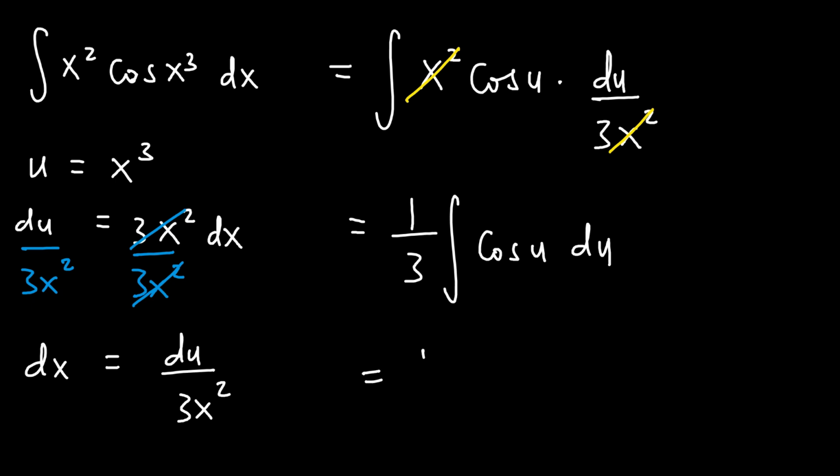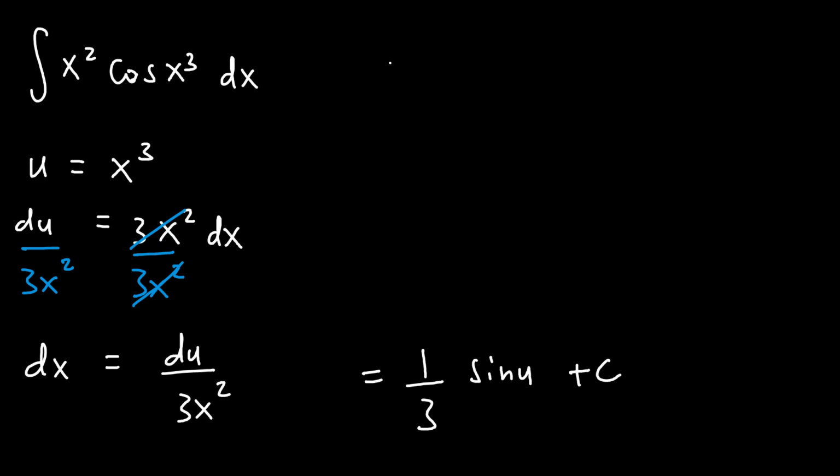And this will be equal to 1 divided by 3. Now when you integrate cosine u, you get sine u plus c. And so our final answer will be 1 divided by 3 times the sine of u, which is x to the power of 3, plus c.